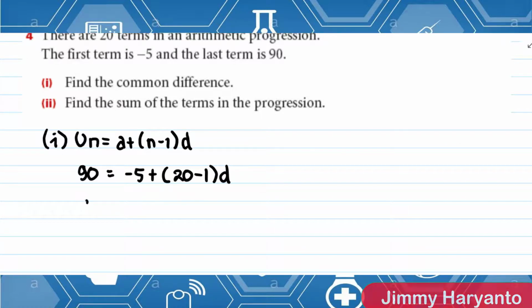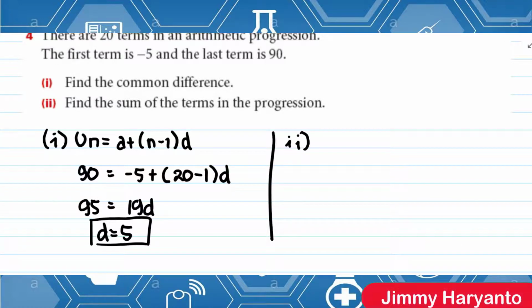We don't know the difference yet. It's 95 equals 19d. So d will be equal to 95 divided by 19, which equals 5. The common difference is 5.